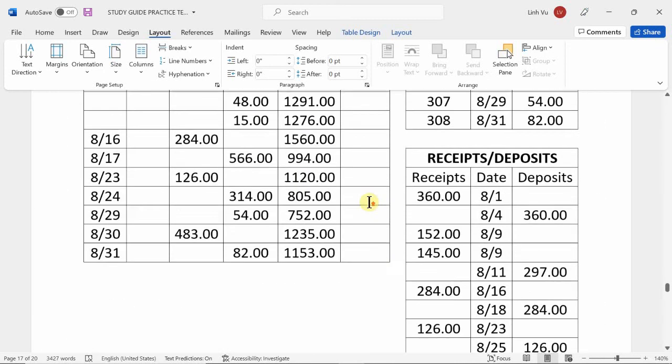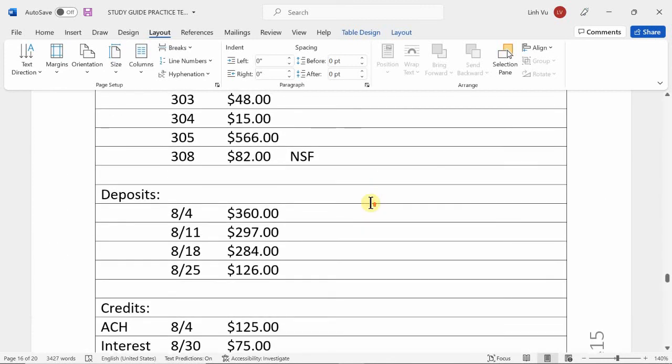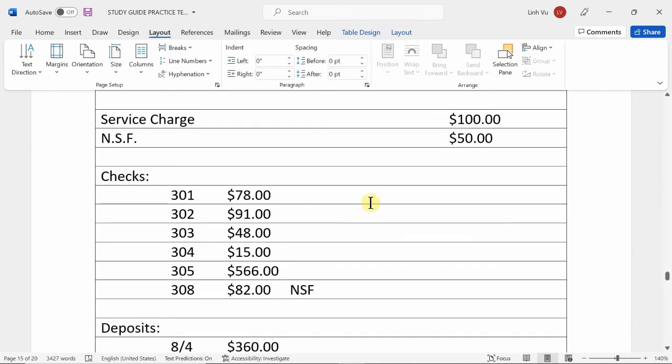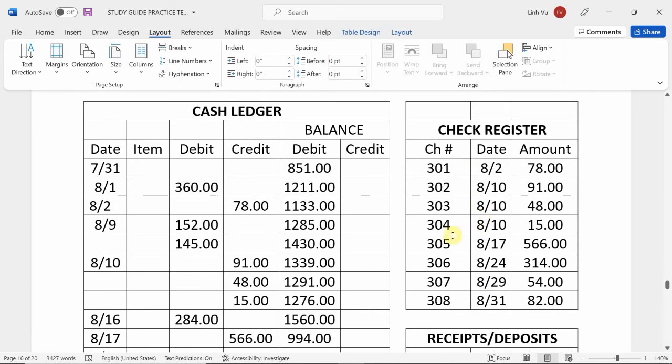Our checks. So let's take a look at our check register. How many checks did we write out? We wrote 8, right? From 301? 8, yes. All the way to 308. Okay, so let's go ahead and confirm which checks have cleared. Six and seven have not cleared yet. So let's take a look at what my check 306 and 307 is. Check number 306 and 307 is for 314 and 54. Okay, so $314 and $54.